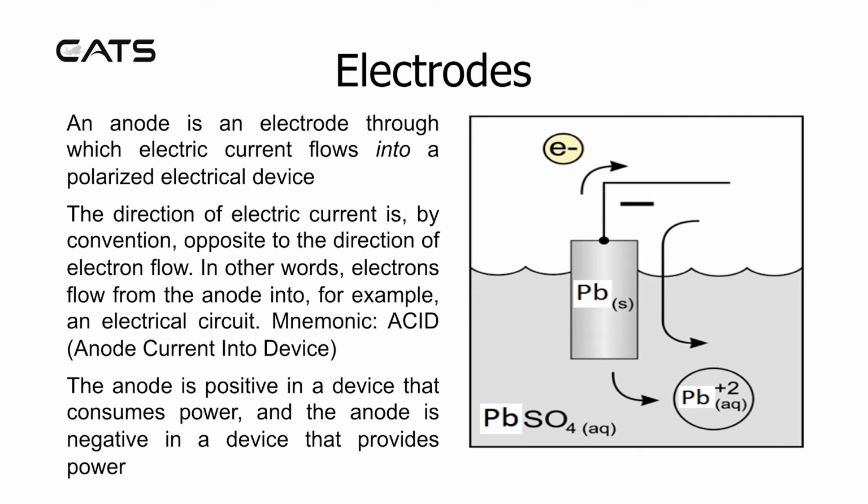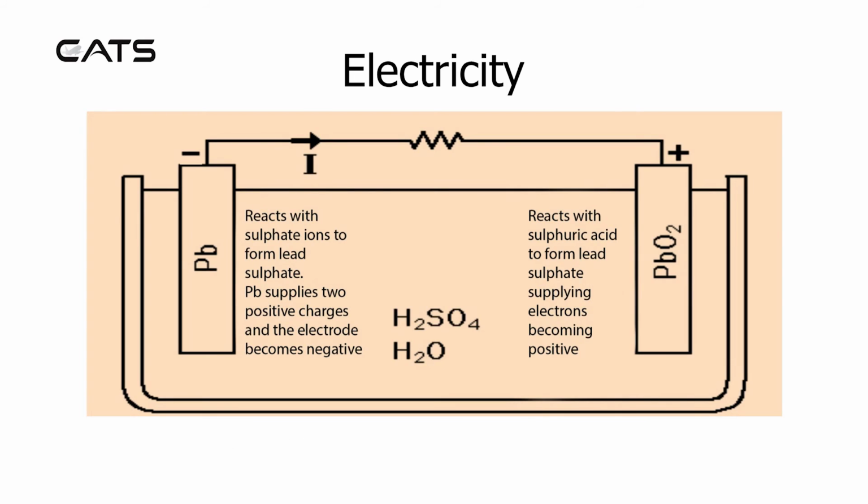The diagram is half of a lead-acid battery. Solid lead dissolves into solution, forming positive lead ions, and releases free electrons in so doing. This is a diagram of a lead-acid battery.